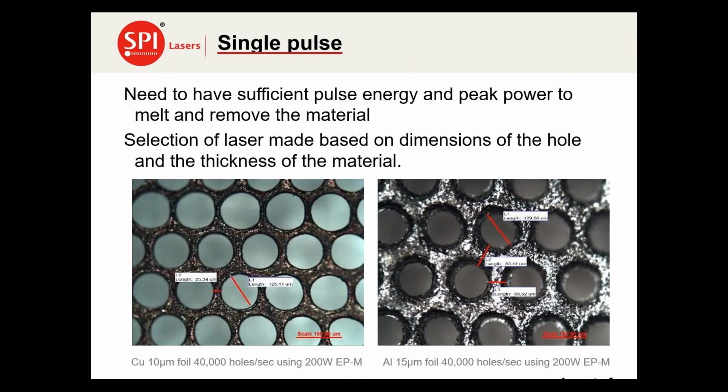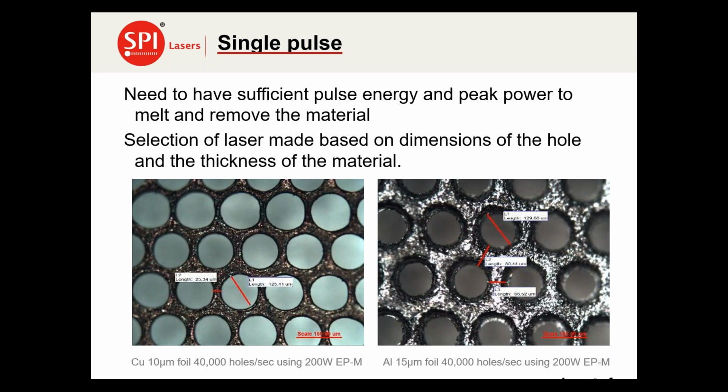What you have to have is sufficient pulse energy and peak power to melt and remove the material. And the selection of the laser is based on the dimensions of the holes and the thicknesses. So for example, in the previous slide, I showed an EPZ, which is nearly single mode. Here we're making holes in similar materials, copper on the left and aluminium on the right, where the holes are now significantly in excess of 100 microns. So we're 3 to 4 times larger in diameter. We've got about four times more pulse energy, and here we're creating holes at about 40,000 holes per second in the 10 micron copper foil, and also in the aluminium foil as well.